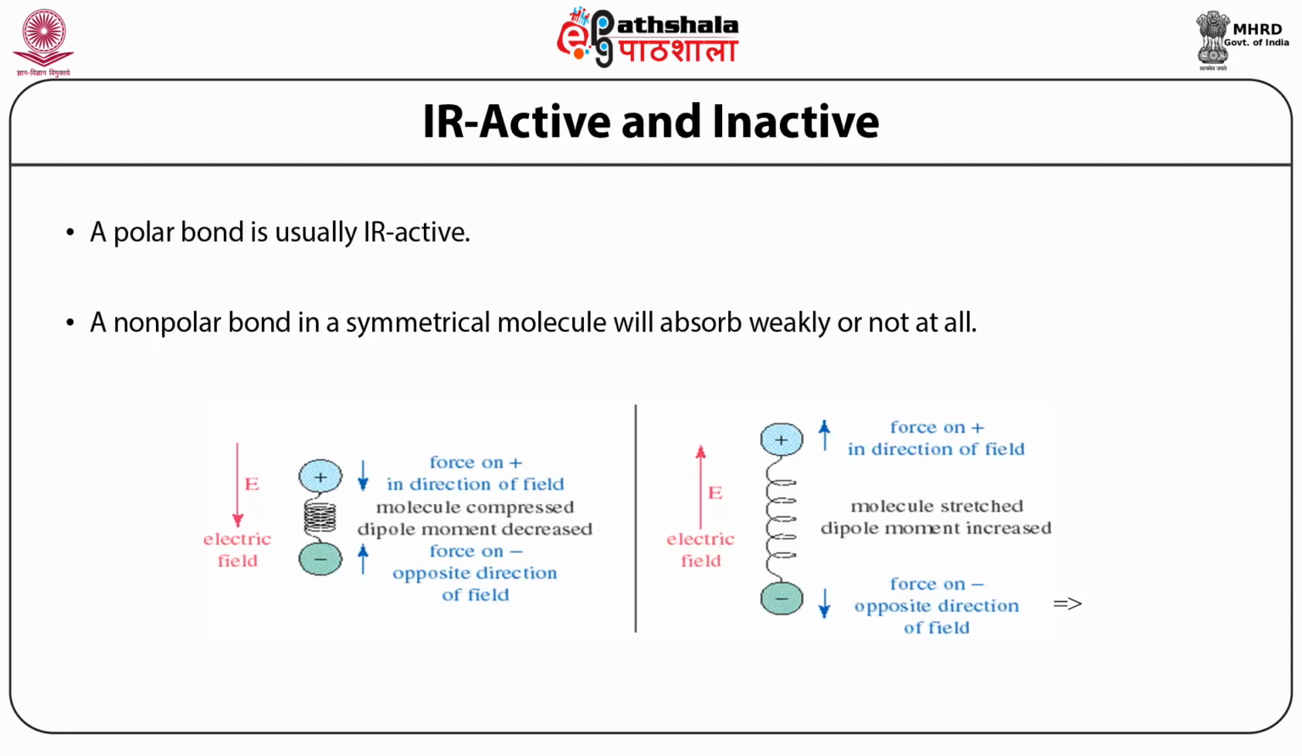A polar bond is usually IR active, and a non-polar bond in an asymmetric molecule will also be observed weakly, but otherwise not at all. For example, you can see here, shown in a spring model, that if the 2 forces, positive and negative, act in opposite directions, then the molecule is compressed and its dipole moment decreases. If the 2 charges have forces in the opposite direction, then the molecule is stretched and the dipole moment increases, and that's what increases the electric field, and you'll get more signal and the stretching occurs.